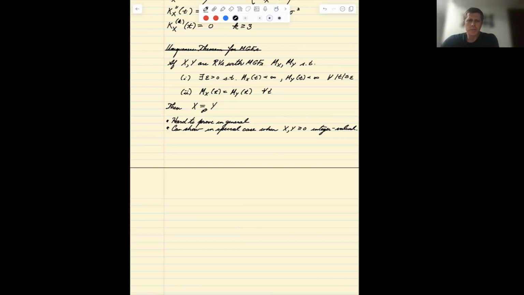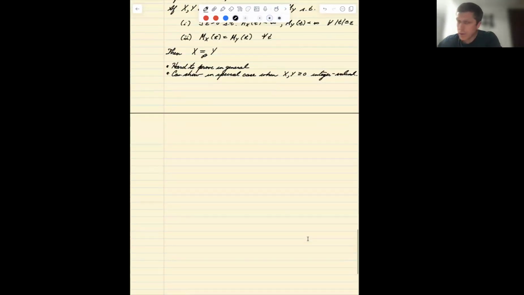And we said that this was hard to prove in general, but we could prove it in a special case. And the special case was in the discrete case, non-negative integer valued random variables. And the reason we could do that is because of a connection between moment generating functions and probability generating functions in the discrete case.